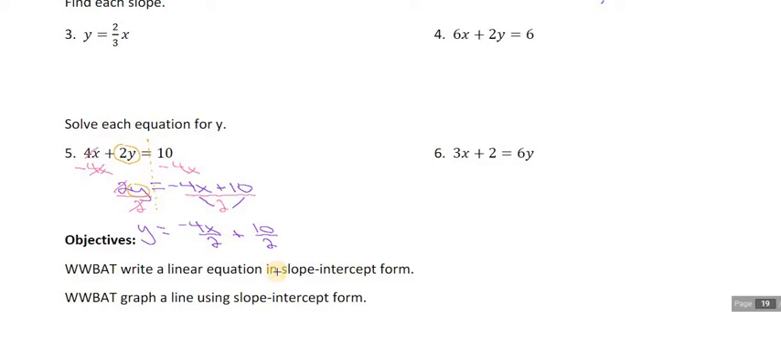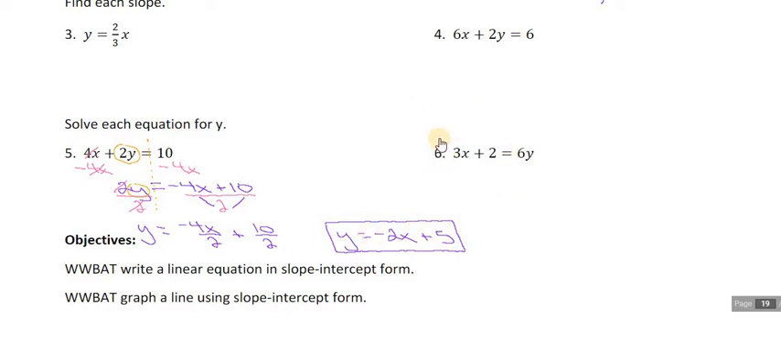And now because we can do negative 4 divided by 2 and 10 divided by 2, we need to actually go ahead and do that. So it'll give us a final answer with y by itself as y equals negative 4x divided by 2. Negative 4 divided by 2 is negative 2. So we've got negative 2x plus 10 divided by 2 is 5. Okay, so we solved the equation for y.